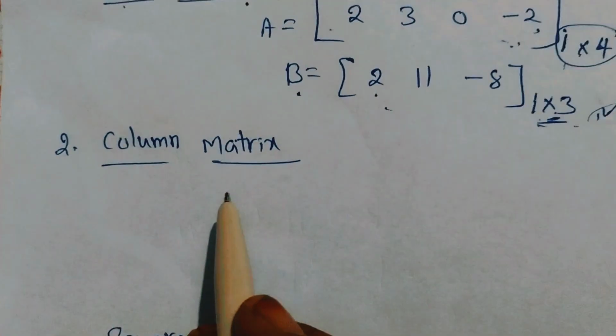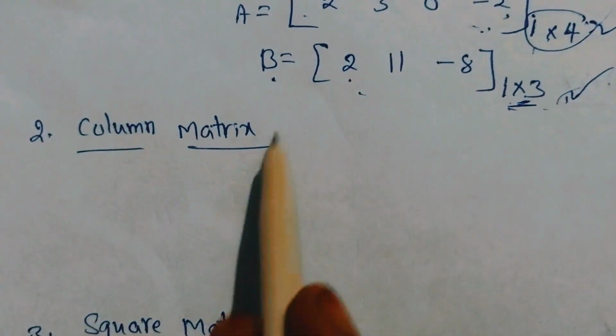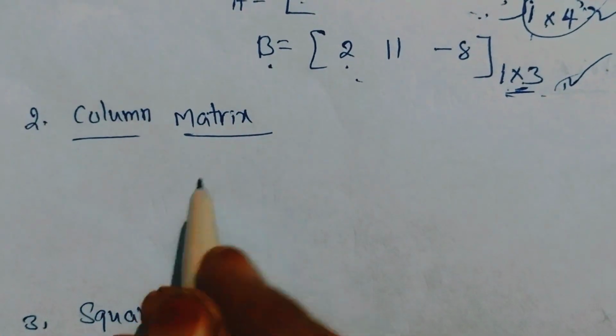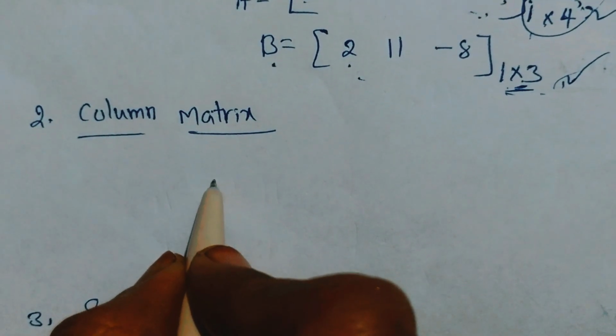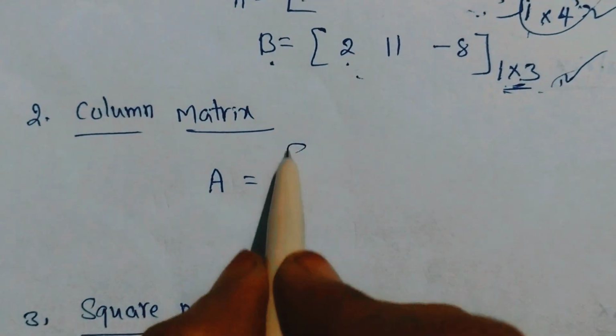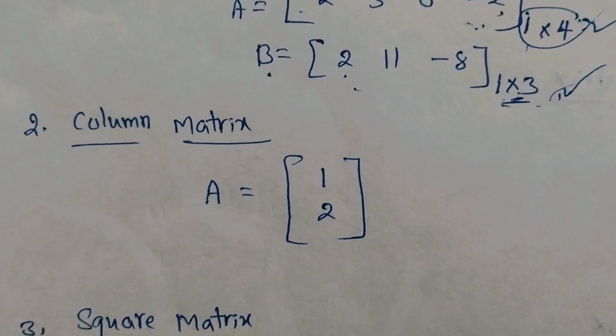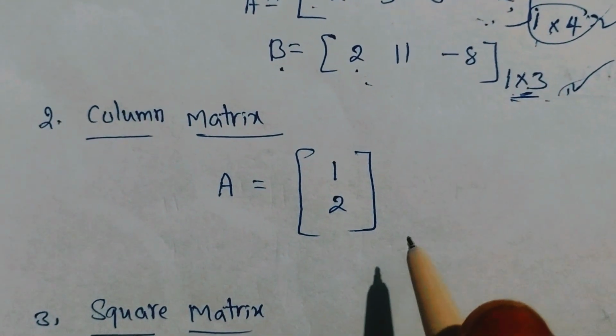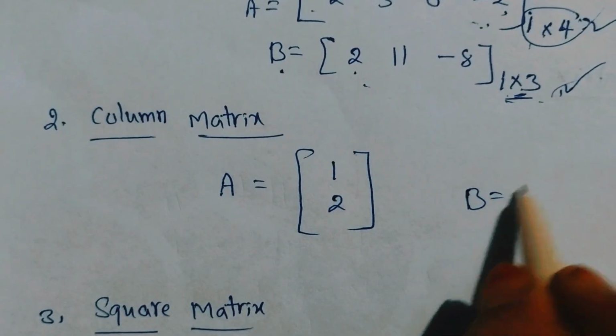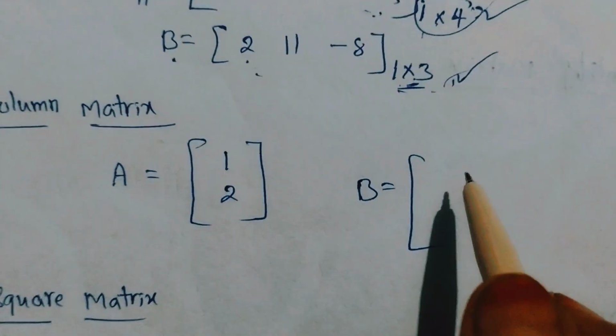And the column matrix is the vice versa of the row matrix. Matrix A has only one column. This is called a column matrix. Matrix B also has only one column.